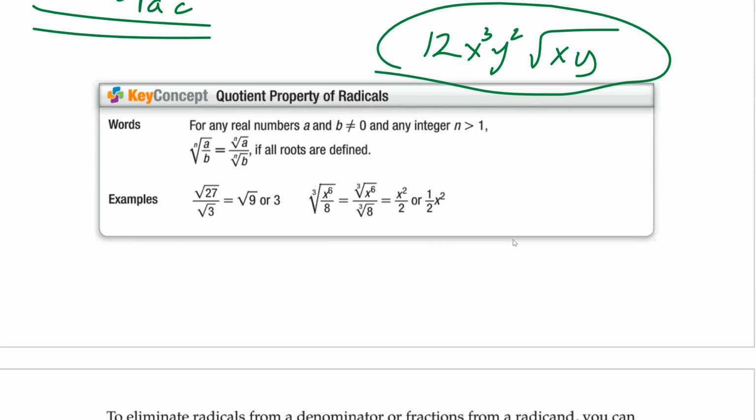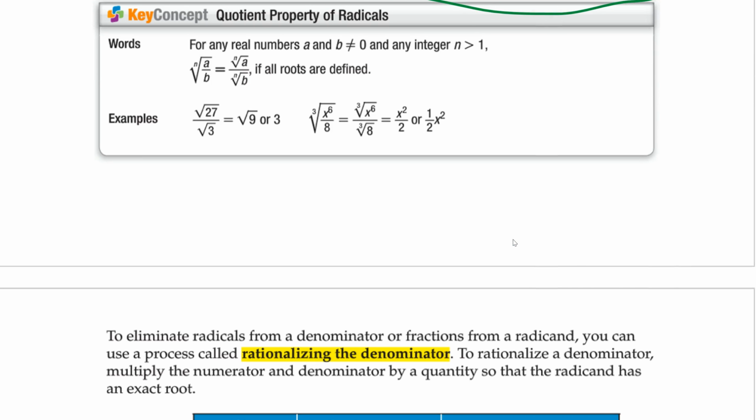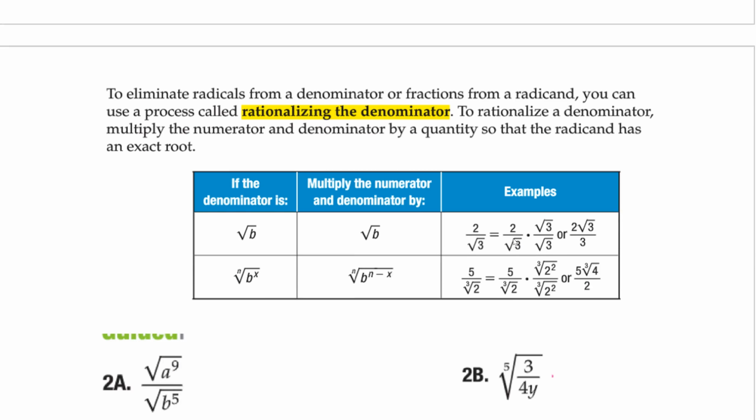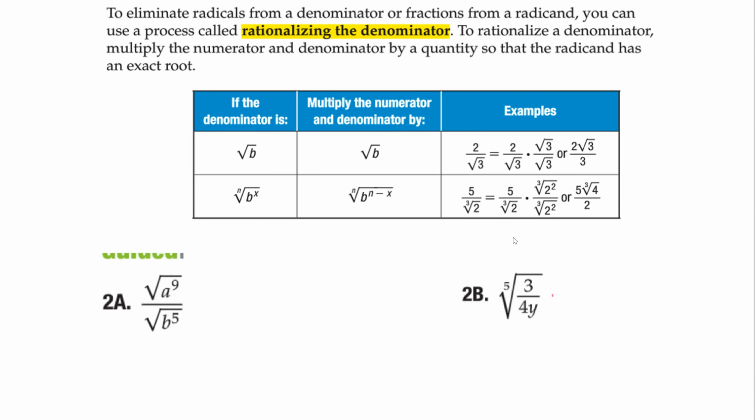So let's talk about how we rationalize the denominator. I've talked about this before, but we don't really care anymore. If I give you 3 over rad 2, that's fine. I'm fine with that. AP Calc and IB treat it that way.